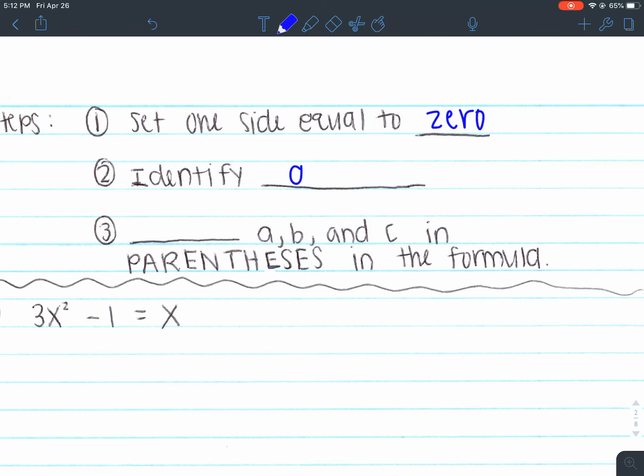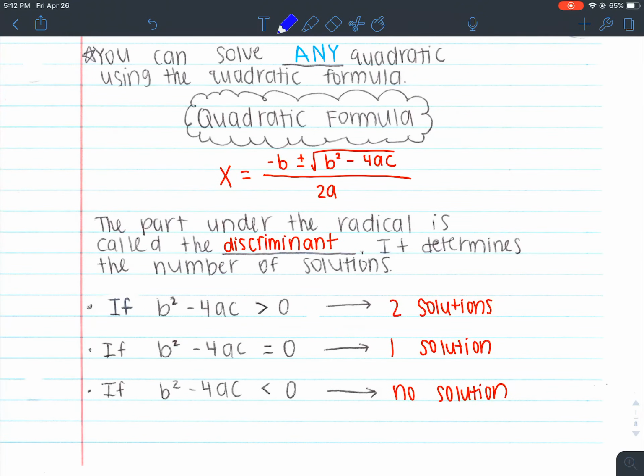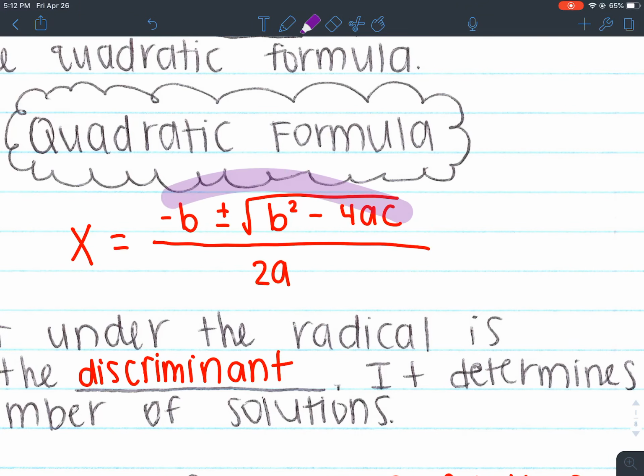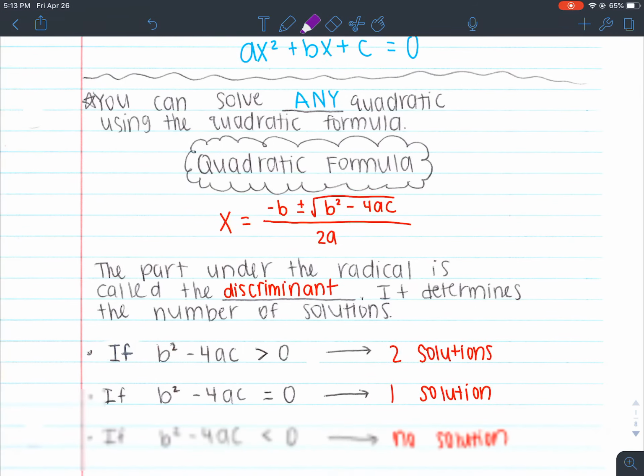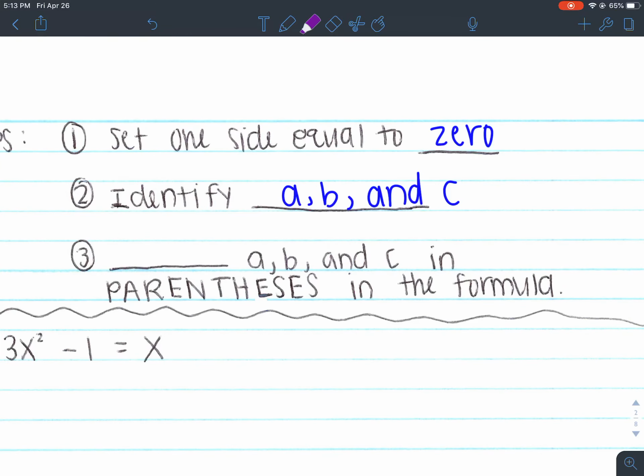Next, we're going to identify our a, b, and c. If we look back at the quadratic formula and I ask you, all of this right here, what variables are being used? A, b, and c. So you do need to identify your a, b, and c so you know what to plug in, and that's what part 3 is.